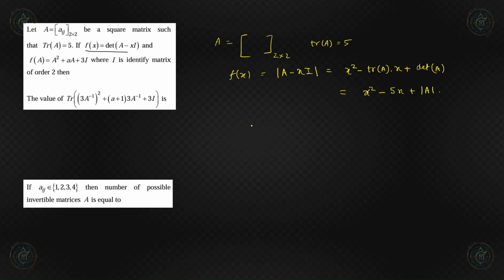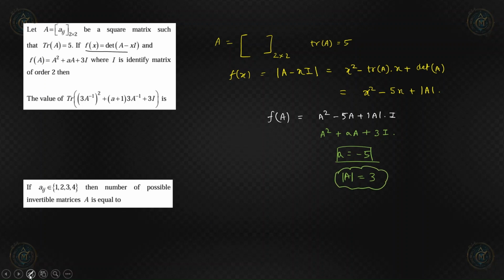Then f of A is A square plus A plus 3I. That means we have to substitute A in this function, right? So we can say f of capital A, this matrix we are passing in the function, gives us A square minus 5A plus determinant A times the identity matrix of order 2. So if we compare with the given form, which is A square plus A plus 3I, right? So we can say the coefficient of A is minus 5 and determinant A is equal to 3.